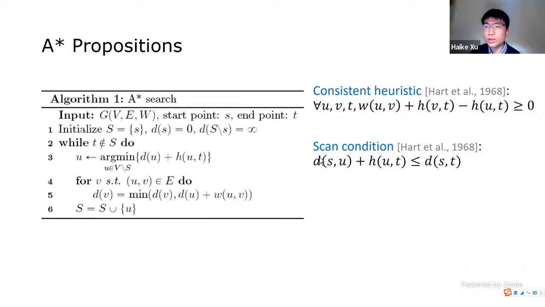If A* uses consistent heuristics, then we have the scan condition, also provided by Hart et al. It says that one vertex U will be scanned by A*, or in other words, will be added to the set capital S before T is added to the set, if the distance from S to U, d(S,U), plus h(U,T) is smaller than the distance from S to T. When this is an inequality, that is the case, but when this inequality becomes an equality, whether U will be scanned is a little bit tricky and will depend on the tie-breaking rule. We omit the tie-breaking here for simplicity, so you can refer to our paper to see how we cope with the tie-breaking.